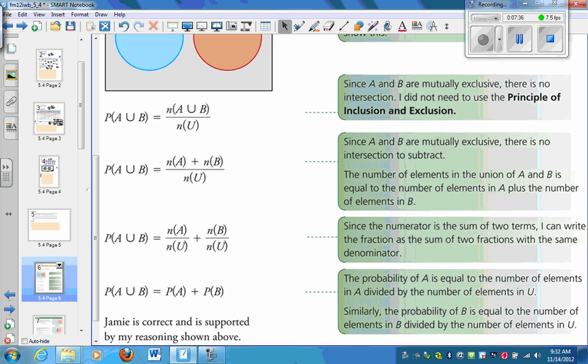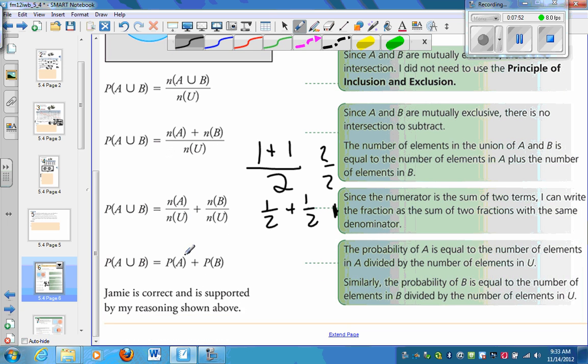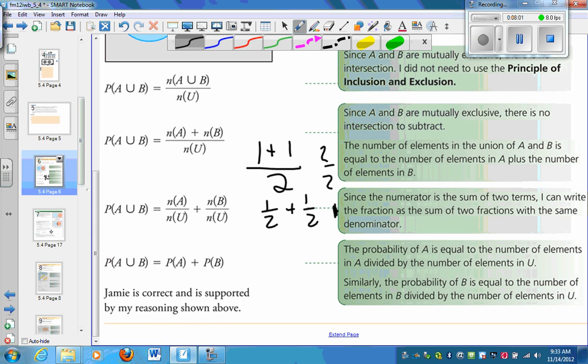If I have 1 plus 1 over 2, I can write that as 1/2 plus 1/2, right? Those are both just 1. This is 2 over 2, and that works out to 1/2 and 1/2 is 1. Those are the same things. I can break that up. Well, the number of A over the number in U is just the probability of A. That's what probability is. And this is the probability of B, so they have proved it. That's kind of an interesting abstract proof.